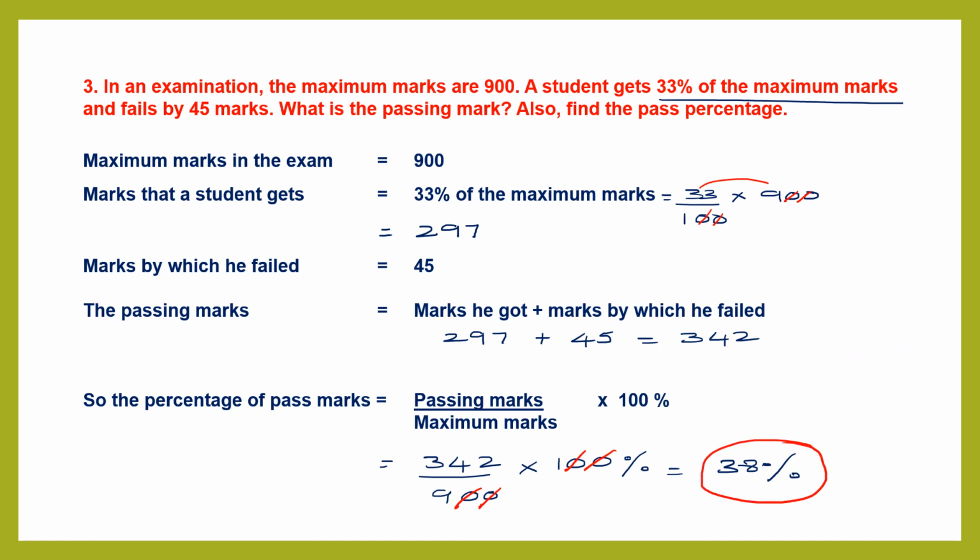Now there were two questions here. What is the passing mark? The passing mark is 342. So circle that. That's the first answer. And the second one is, what is the pass percentage? And the pass percentage is 38. But as you know, the student got only 33. So the student has not passed.